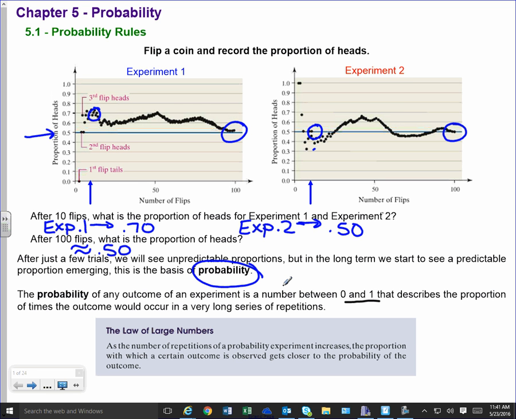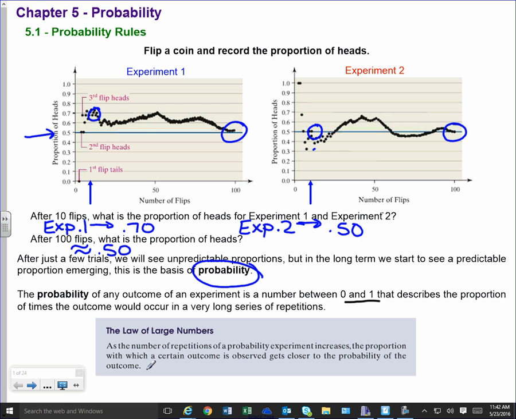So the proportion that we expect to happen, that 50% that we expect to have heads, is not always going to happen in the short term, okay? Probability is something that we expect to happen in the long term. So after many, many trials, we expect to see this proportion happen. But it may or may not happen in the short term. Okay, so the law of large numbers says that as the number of repetitions of a probability experiment increases, the proportion with which a certain outcome is observed gets closer to the probability of the outcome.